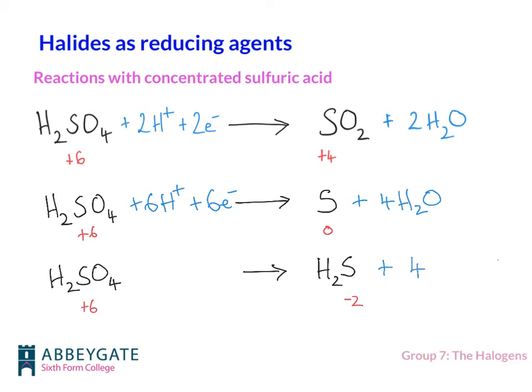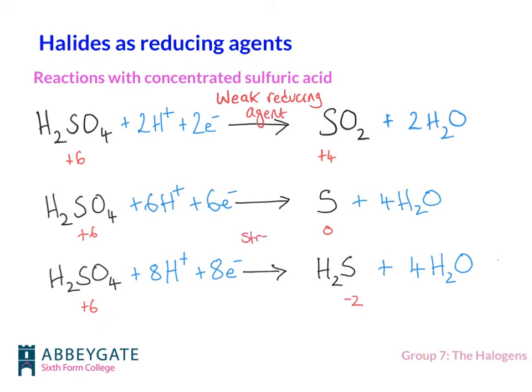So to balance the equation again, we're going to need 4 waters again, and this time we're going to need 8 H+ and 8 electrons. So you can see if I've got the strongest reducing agent, then I will end up with hydrogen sulfide, but if I've only got a weak reducing agent, then I'd end up with sulfur dioxide. So the amount of reduction that happens depends on the strength of the reducing agent.